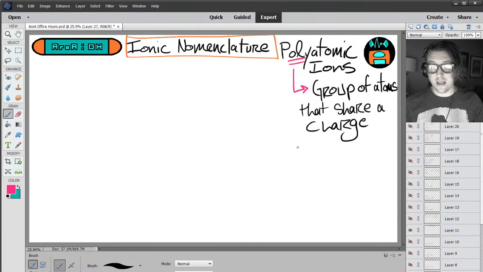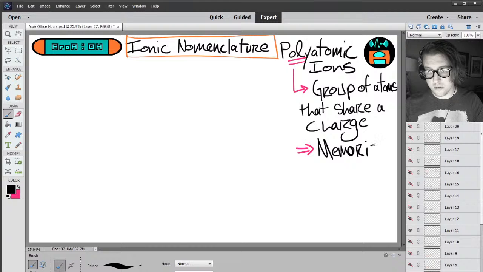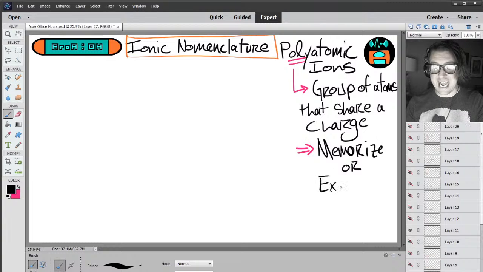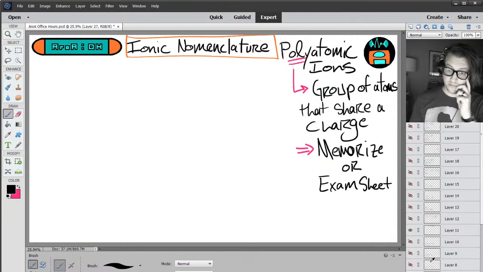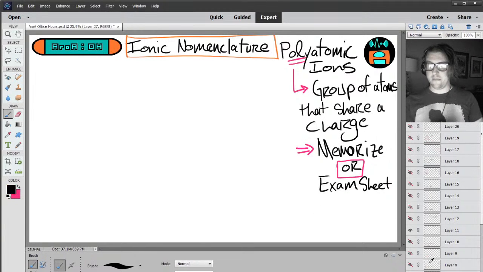So I would strongly suggest, if you memorize them, it will make these problems go faster. So I still advocate memorizing, or at least add these to your exam sheet because you're going to need them at the ready. All right, so memorize or exam sheet, whichever you prefer to do.